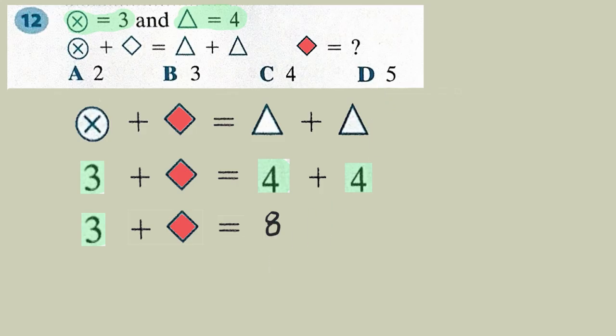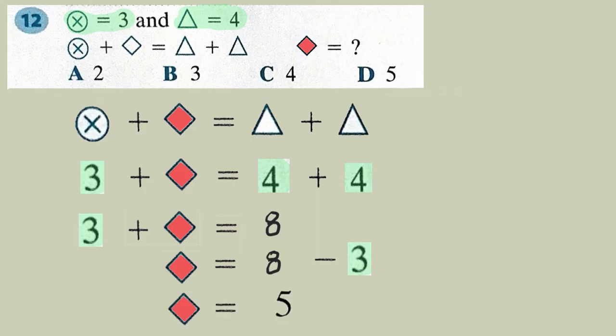So we did that by just guessing. Now we can do this properly, and that is by rewriting that equation into this form, and that makes the diamond equal to 5, just as we said before. So we can highlight D for 5.